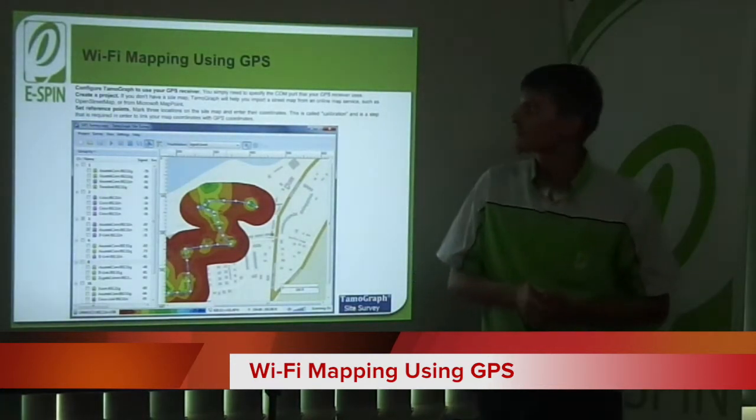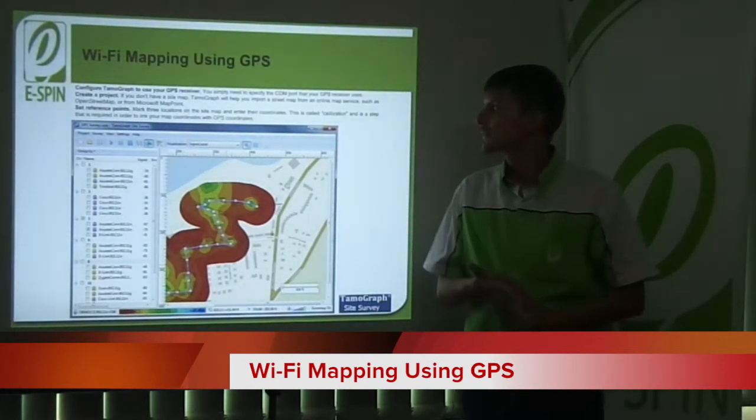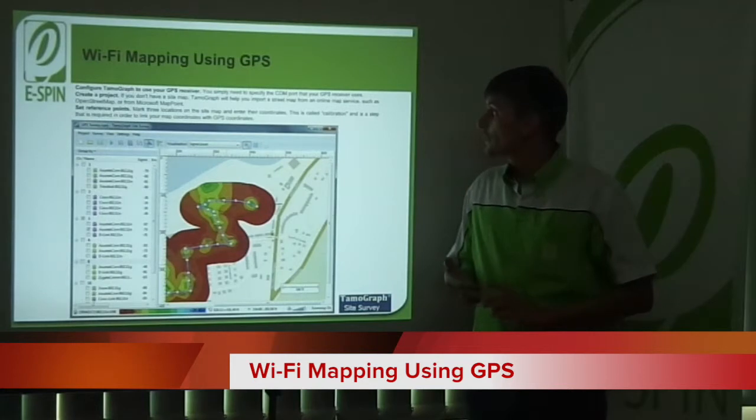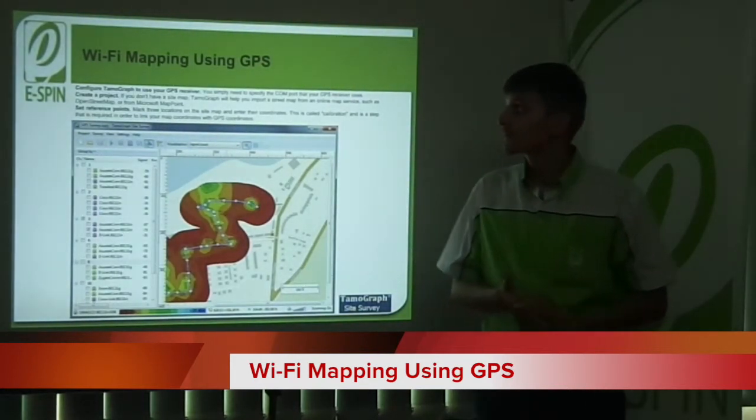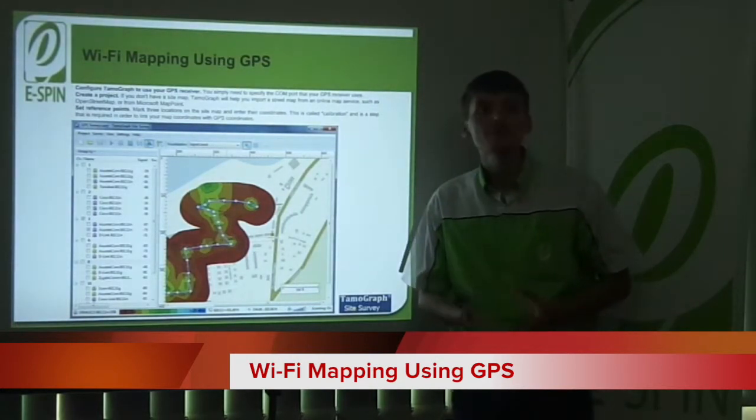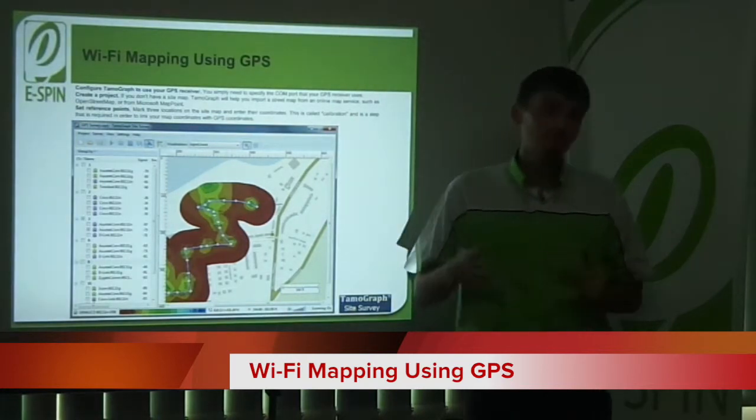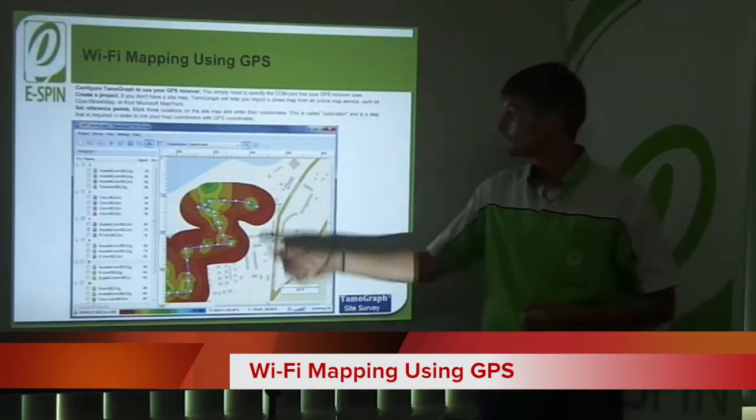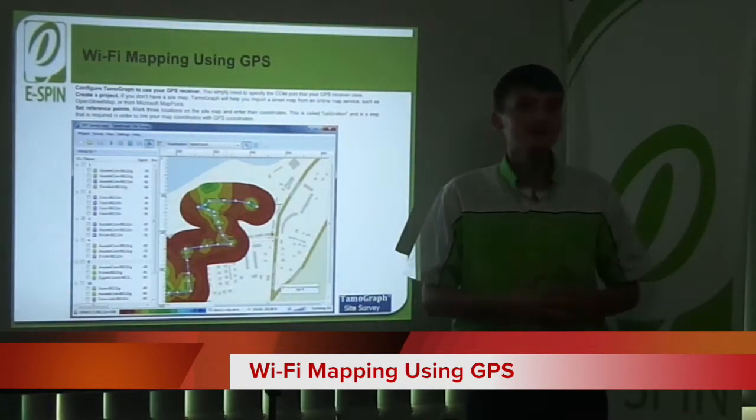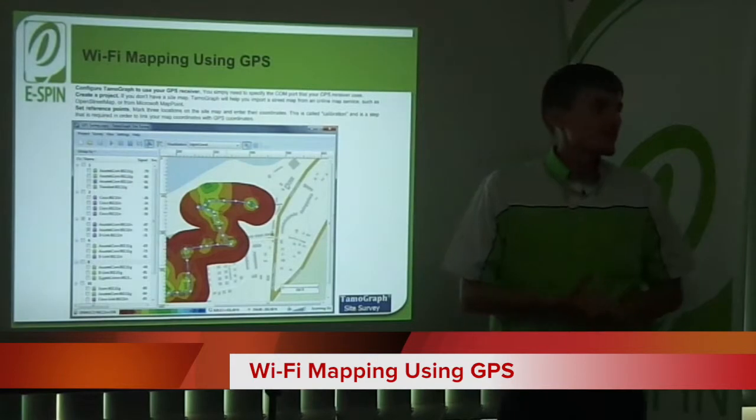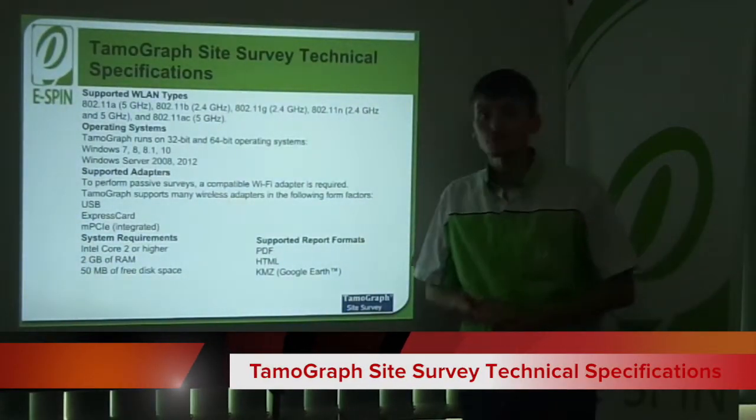And set reference points: mark three locations on the site map and enter their coordinates. This is called calibration, and it is a step that is required in order to link your map coordinates with GPS coordinates. And just walk or drive to these located points for collecting data.